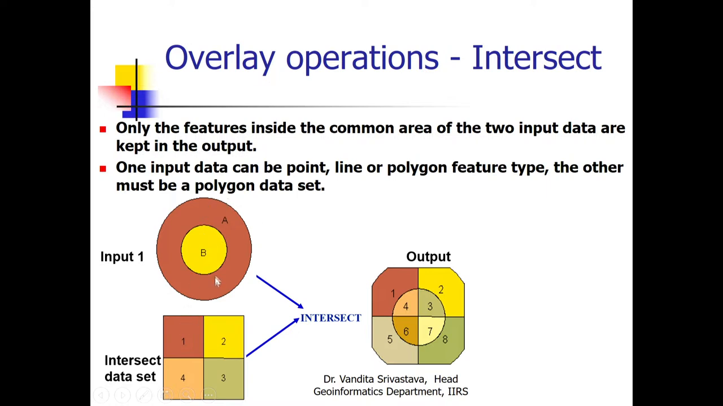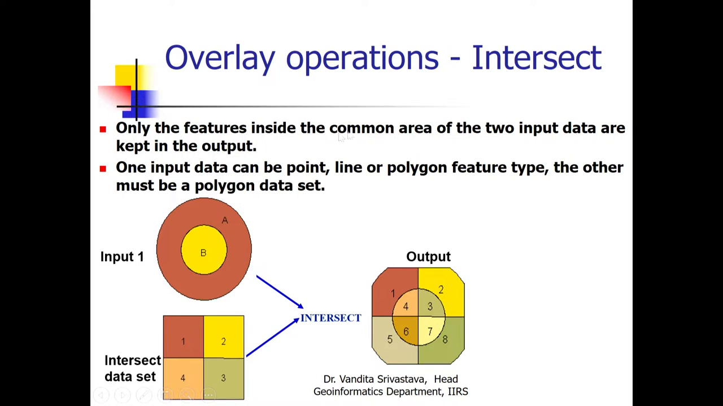This is not common to both the maps, but the attributes that are copied are from both the layers, 1 2 3 4 as well as A and B. You see that new IDs are given to each polygon which is created, because now there are 8 polygons out of these 2 and 4 polygons. So now there are 8 polygons. They will have attributes from both of these maps. So that is the intersect operation.